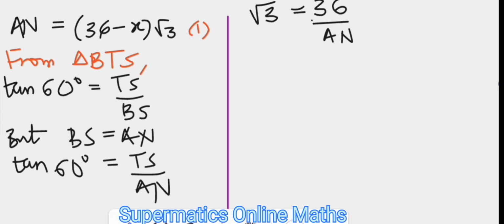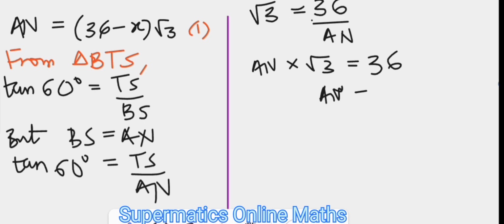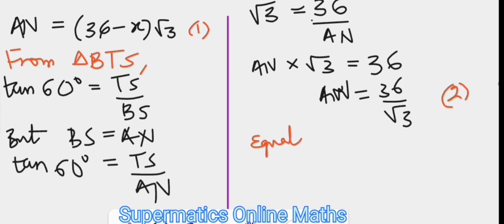By using the cross product property, the product of AN and the square root of 3, the tangent of 60, is equal to 36, and dividing both sides by the square root of 3, AN is going to be 36 divided by root 3. We are not going to rationalize this yet, we just call it equation 2. And then we equate the first and the second equation, since they are both represented by AN.